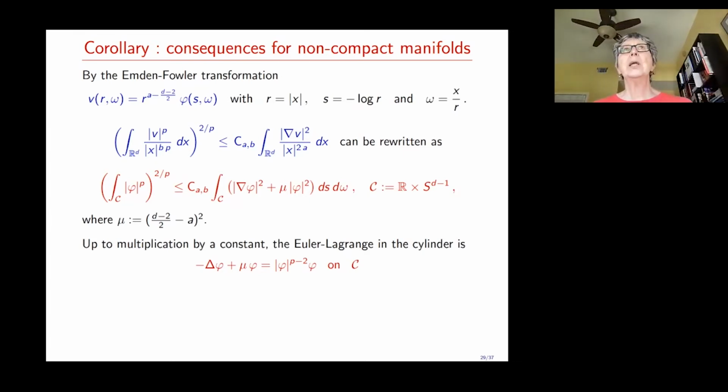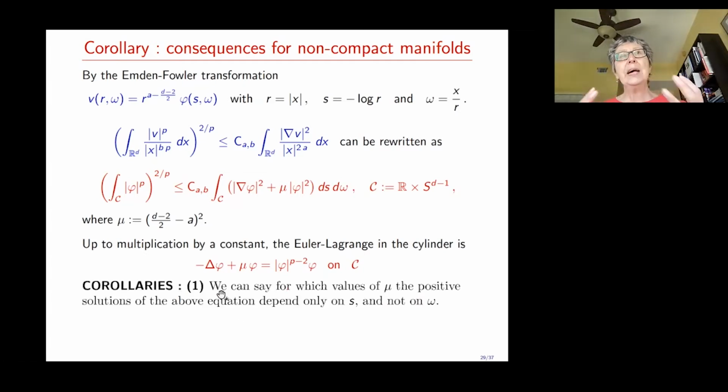Well, as corollaries of the theorem we proved for Caffarelli-Kohn-Nirenberg inequalities, we can discuss for which values of mu, the parameter which is here, the positive solutions of this nonlinear equation on the infinite cylinder depend only on the variable s and not on the angles, which corresponds to radial symmetry in R^d. And we can also get uniqueness results for the positive solutions. This is really an important result, and it is not easy to find uniqueness results for nonlinear equations. And this is just a simple corollary of the study we did for Caffarelli-Kohn-Nirenberg inequalities.